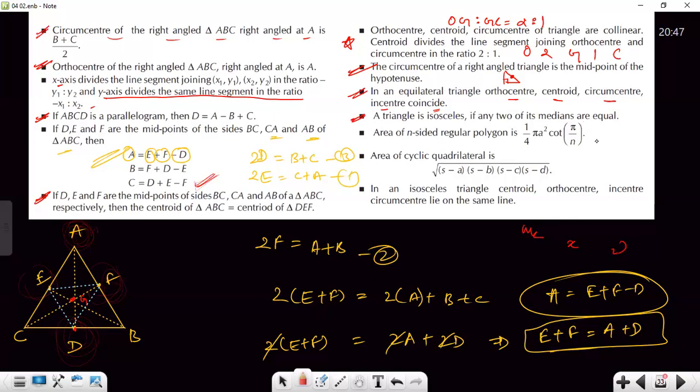Yes. So the formula becomes 1/4 pi a square into cot pi by 3. Cot pi by 3 is cot 60 degrees, which is 1/√3. So 1/4 into √3 into pi a square. Formula becomes pi a square divided by 4√3 for an equilateral triangle. But we need not consider this formula because we already know there is a formula √3 a square by 4.